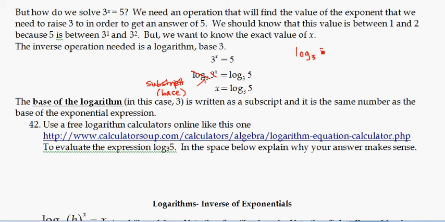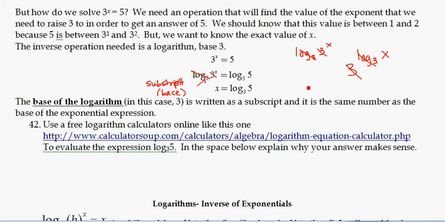Log base 3 of 3 to the x, those are going to cancel. But also, if you started with a logarithm and you wanted to undo it, you would just do 3 to the log base 3 of x, right? Both of these are inverses of each other. So whether it's log of the exponential or exponential to the log power, those are inverse operations of each other. They're going to cancel each other out.